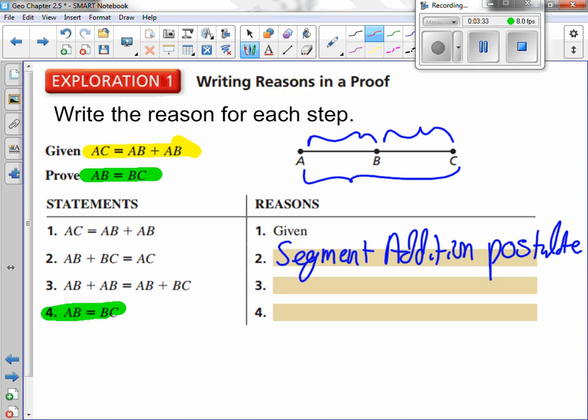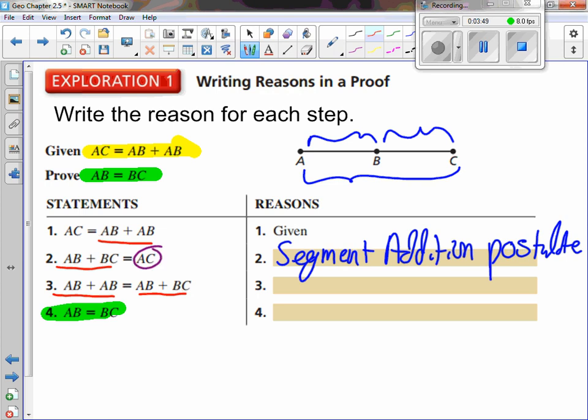It says AB plus AB equals AB plus BC. Well, AB plus AB, that came from our first statement, yes? AB plus BC came from our second. And what were both of these equal to? AC, yes? It said AC equals AB plus AB. And then we said AB plus BC equals AC. So AC equals this. This is equal to AC, yes?